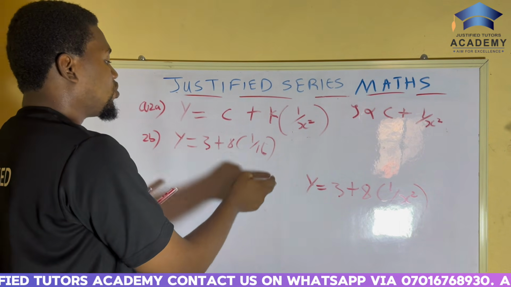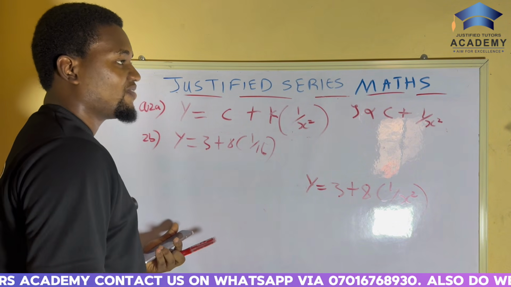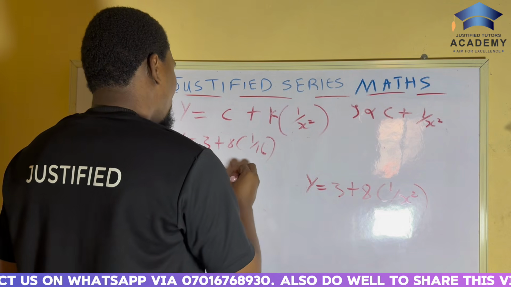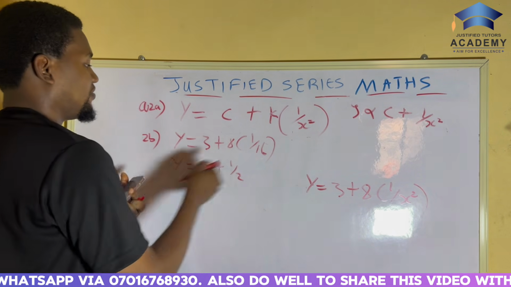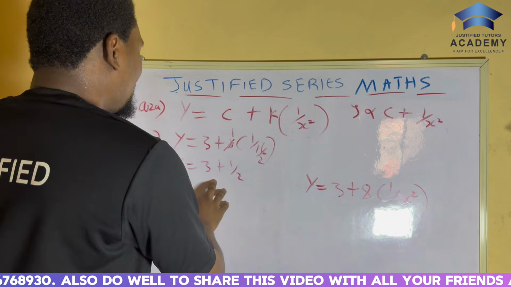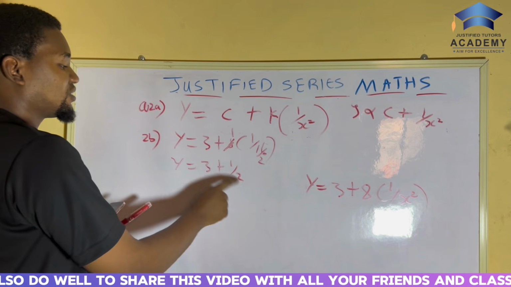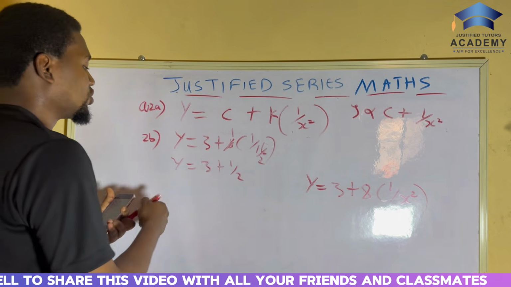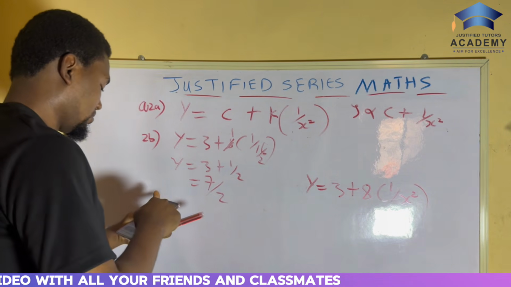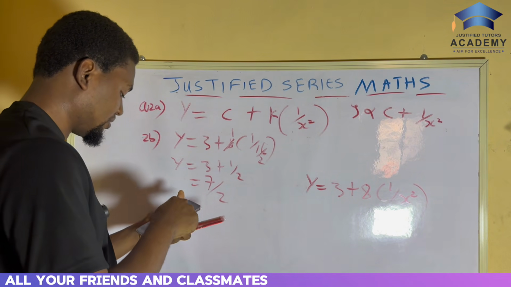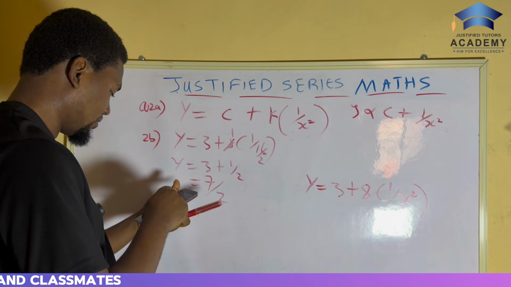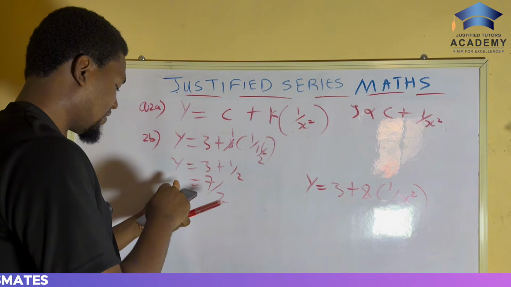So we are having 3 plus 1 over 2. What would this give us? 3 plus 1 over 2 will give us a value: 2 times 3 is 6, 6 plus 1 is 7. So it gives us 7 over 2. Simple as ABC. Look, no mistakes. Everything is intact.